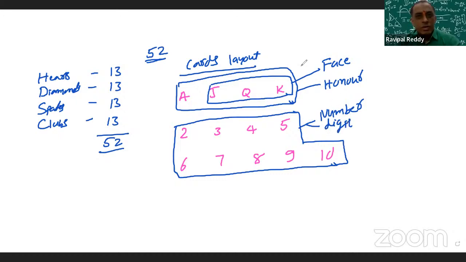Okay, so once again listen carefully. J, Q, K cards are known as face cards only. A is not a face card. So J, Q, K, these three cards are known as face cards. Including A, these four cards, A, J, Q, K, are known as honor cards. And 2 to 10 cards are known as number cards.